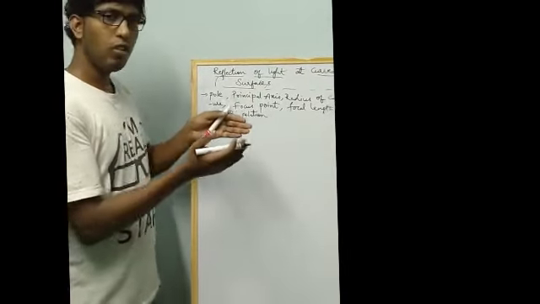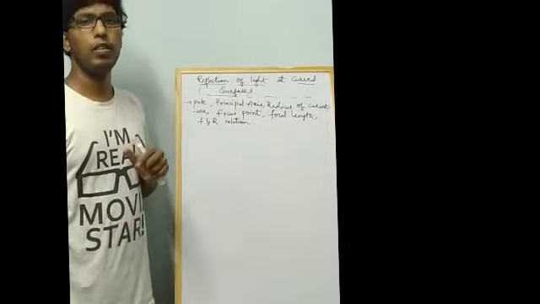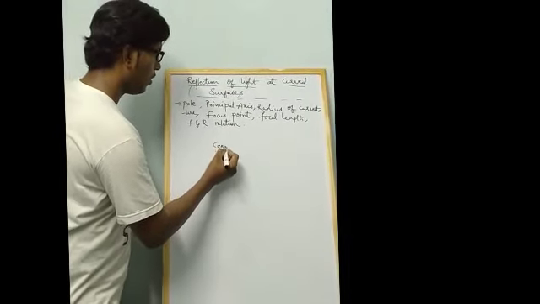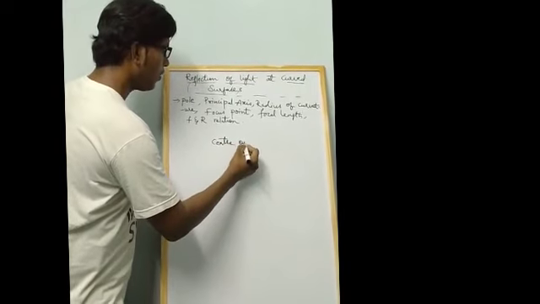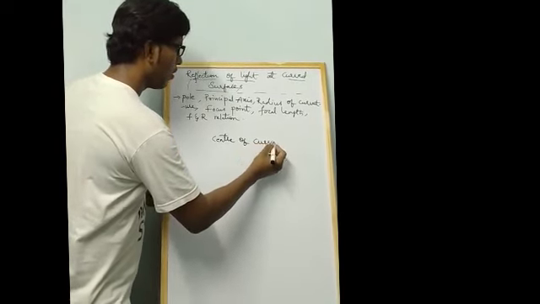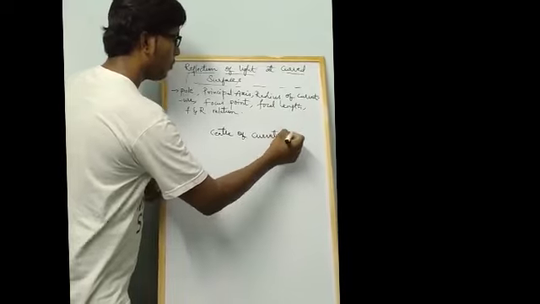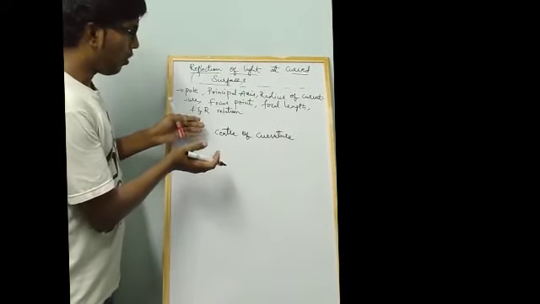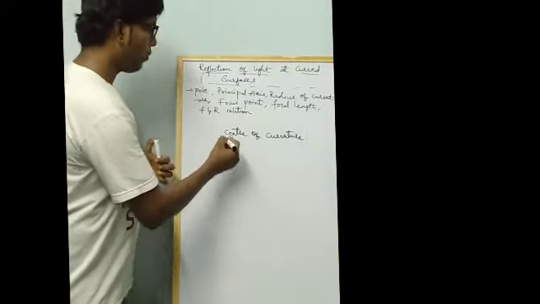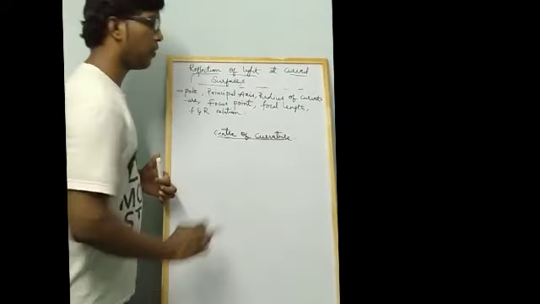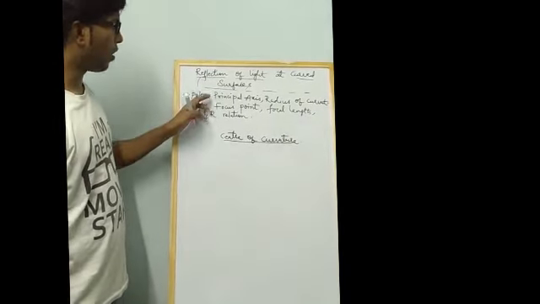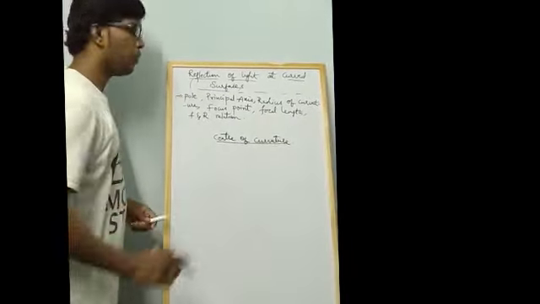So when these normals converge at a point, that point is called the center of curvature. I explained that in the previous session. The point where all the normals meet is called the center of curvature. Just remember this point. Now let us see what a pole is.